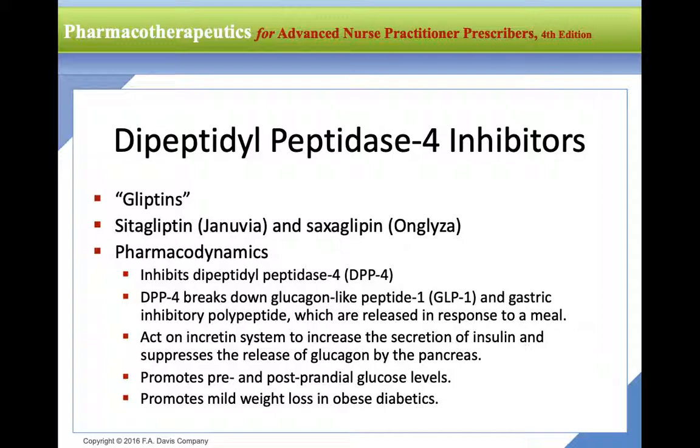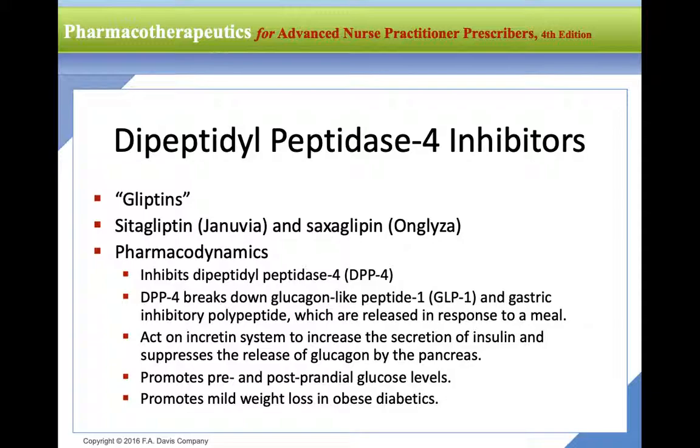DPP-4 inhibitors are your gliptins. All the names end in gliptin. There's a few more on the market now. When these slides were made, sitagliptin and saxagliptin were the 2 on the market. These are oral medications. They inhibit that DPP-4 enzyme that we talked about earlier. So by inhibiting DPP-4, you're going to get an increase of GLP-1, which is released in the GI tract in response to a meal.